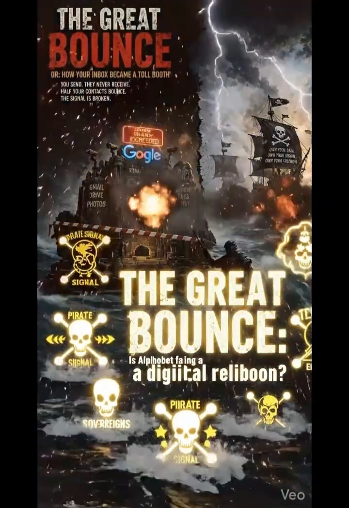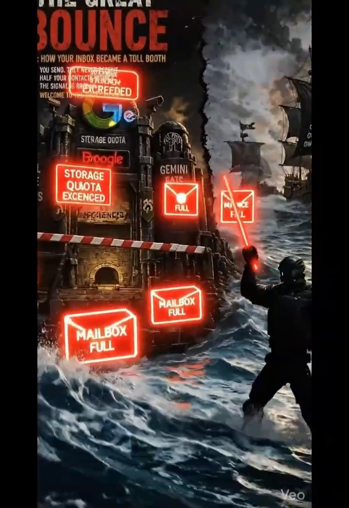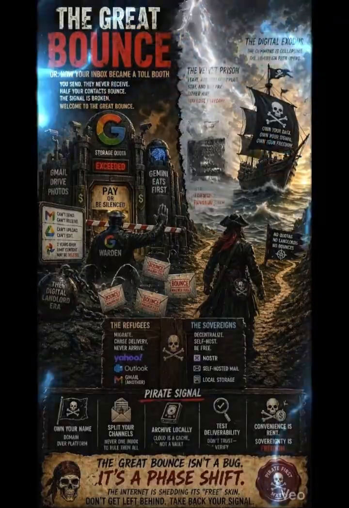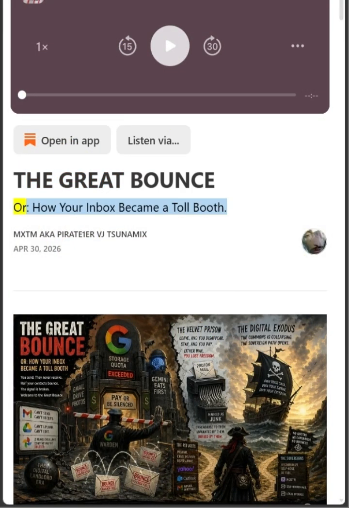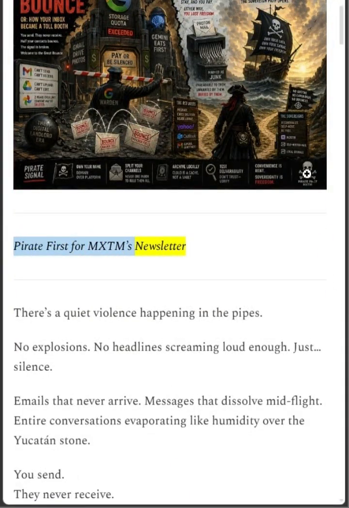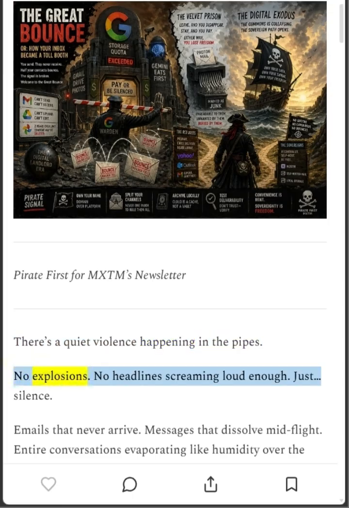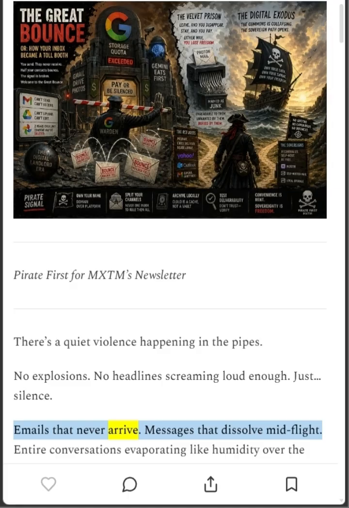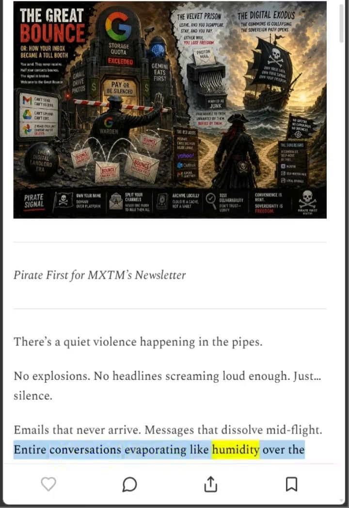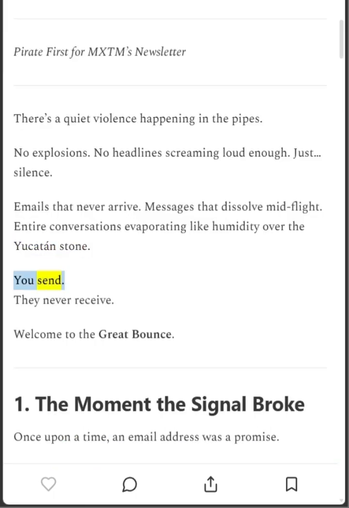The Great Bounce. Is Alphabet facing a digital rebellion? The Great Bounce, or how your inbox became a toll booth. April 30th, 2026. Pirate First for MXTM's newsletter. There's a quiet violence happening in the pipes. No explosions. No headlines screaming loud enough. Just silence. Emails that never arrive. Messages that dissolve mid-flight. Entire conversations evaporating like humidity over the Yucatan stone. You send. They never receive. Welcome to the Great Bounce.